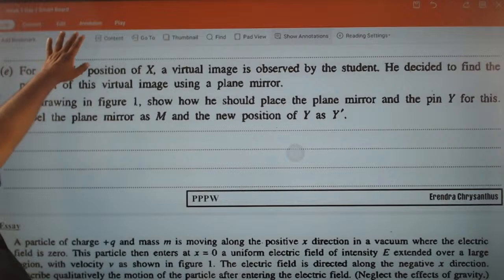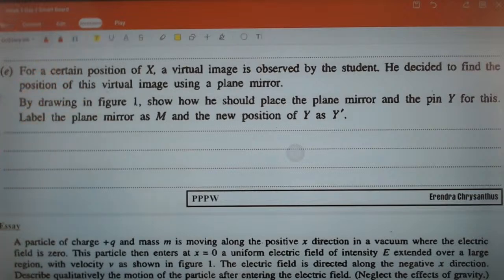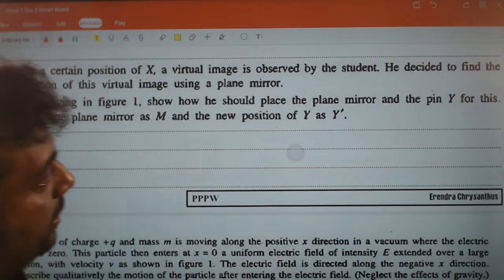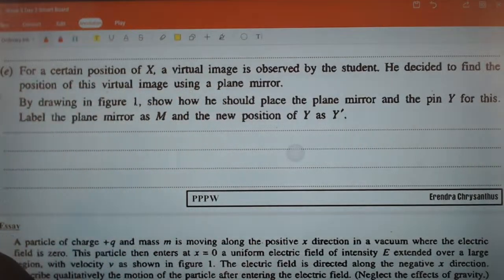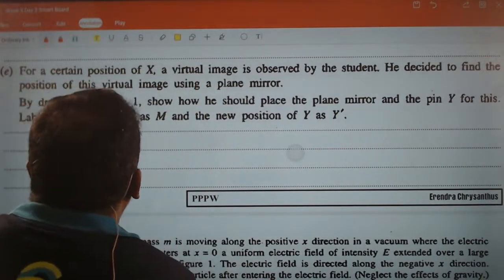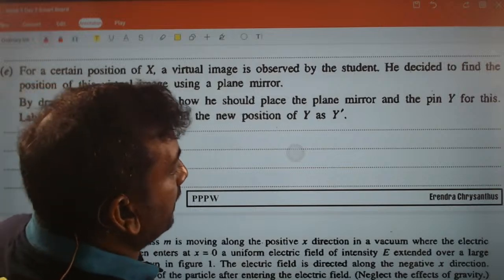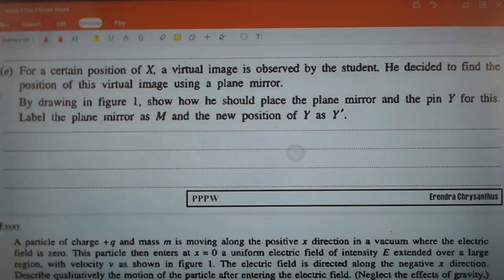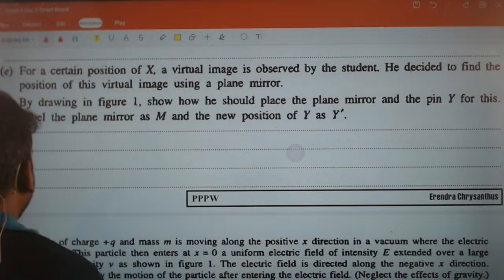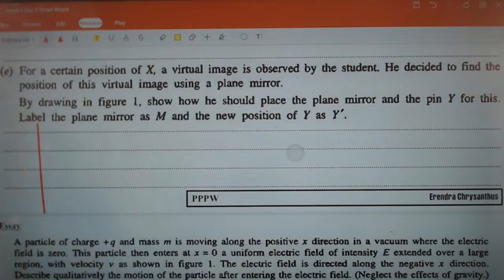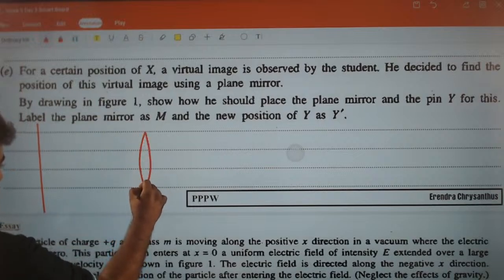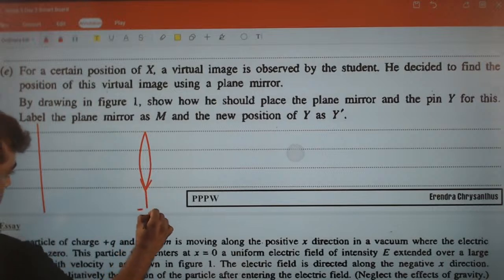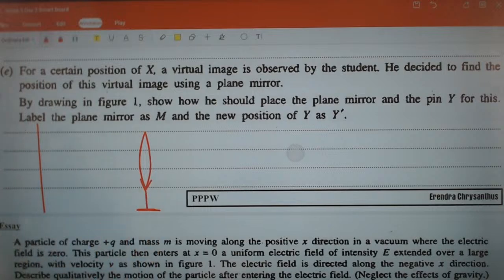For a certain position of X, a virtual image is observed by the student. He decides to find the position of the virtual image by using a plane mirror. By drawing figure 1, show how he should place the plane mirror and the pin Y, and label the new position of Y as Y dash. I'll draw it here. Screen S is there. Here your convex lens is there.